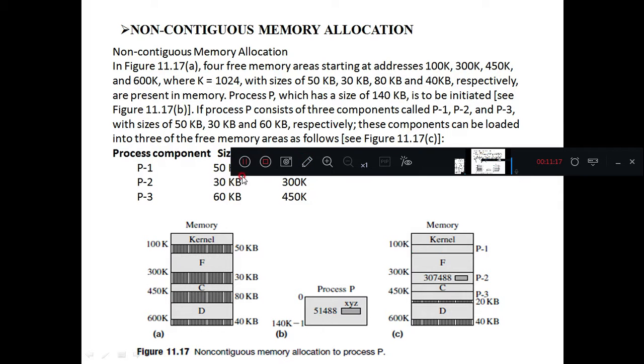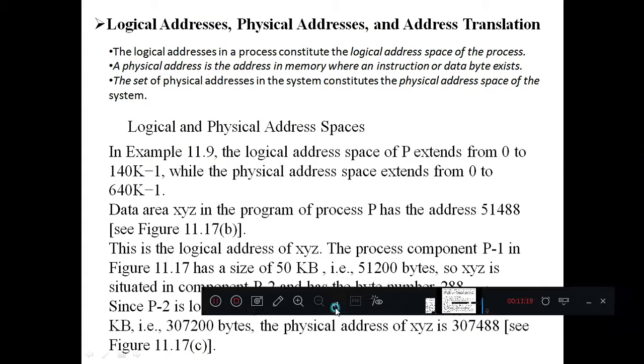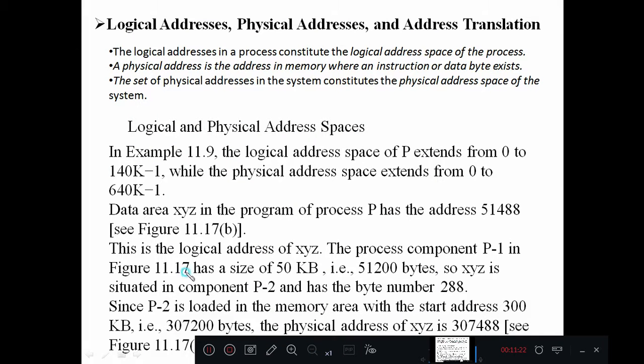So here, this is the logical address of XYZ, which is 51,488. The process component P1 has a size of 50 KB, so 51,200 bytes. So XYZ is situated in component P2 because the XYZ address 51,488 is greater than 51,200, right? That means XYZ lies in the P2 component of process P and has a byte number of 288. What is this byte number?